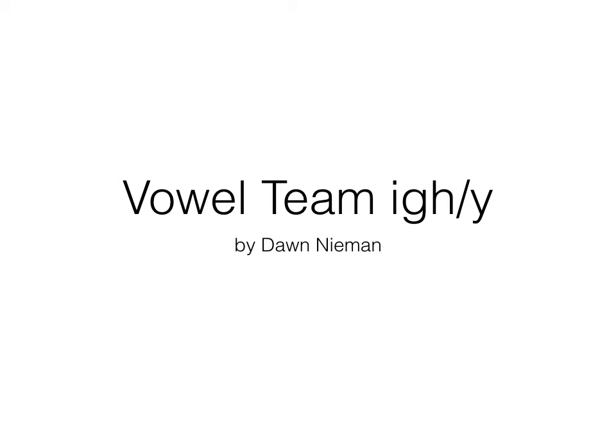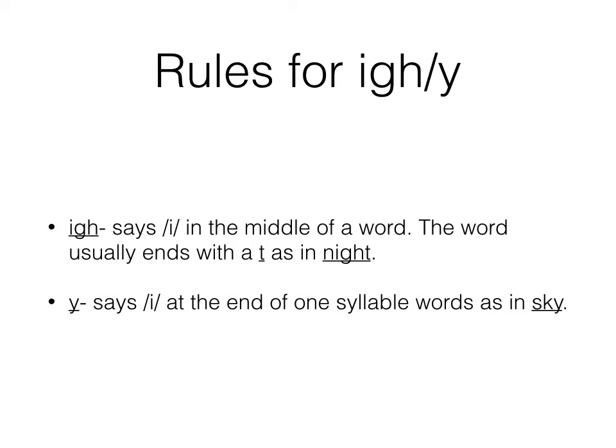This rule is for teaching the vowel team IGH and Y. What students need to know is that IGH and Y play together as a team, and it has to do with the position of the I sound in the word. So IGH says I in the middle of a word, and the word usually ends with the letter T, as in night. Y says I at the end of one syllable words, as in the word sky.